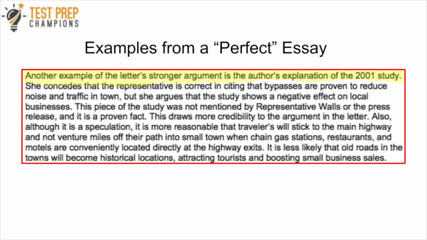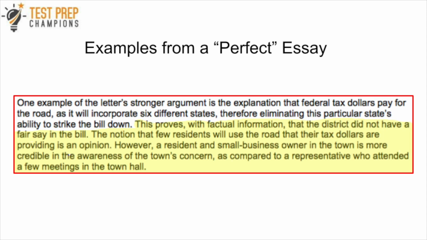Next, we want to talk about the explanation and the refutation, and I want to just show you a perfect example of how to do this here. So the author, again, starts off with that introduction that we already looked at, and then goes on to say, this proves with factual information that the district did not have a fair say in the bill.